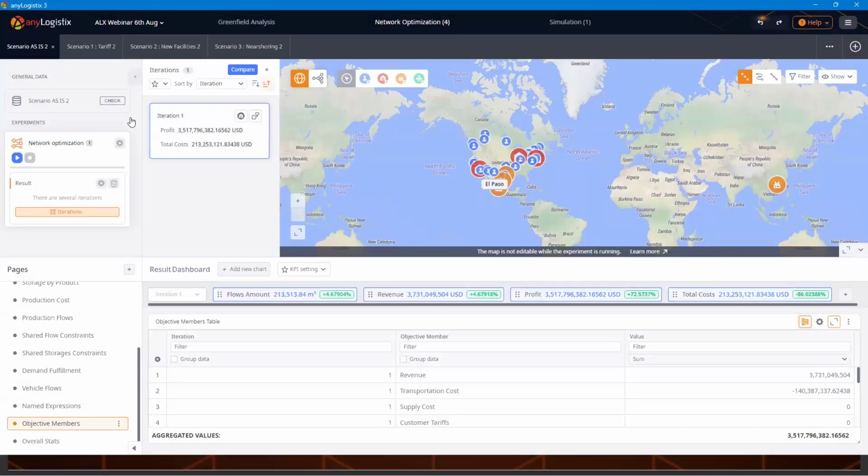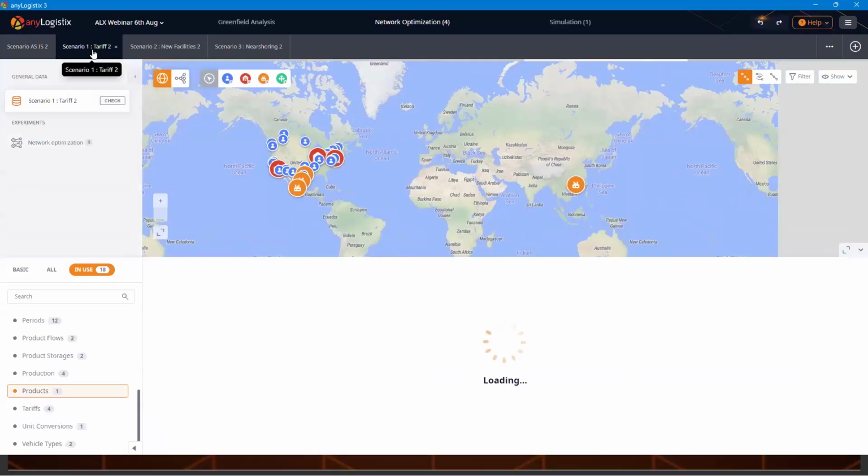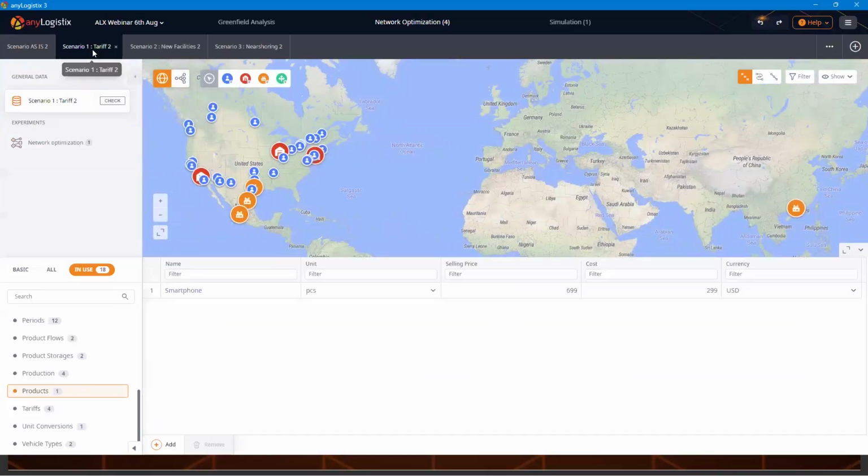But because of the political tension and geopolitical influence, like we all know, it's very trending in the market, evaluating the impact of the tariff. So in the next scenario, the model will be as is, but anyLogistix gives us very good flexibility to add the tariff. We don't need to change any of the information in the model.